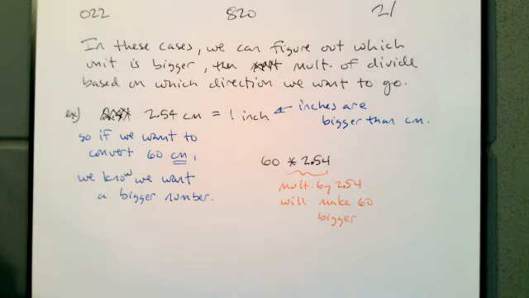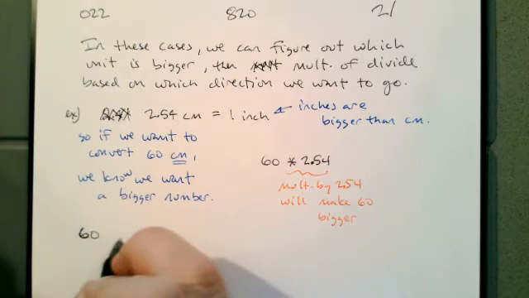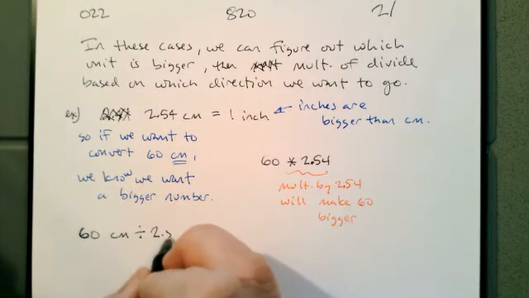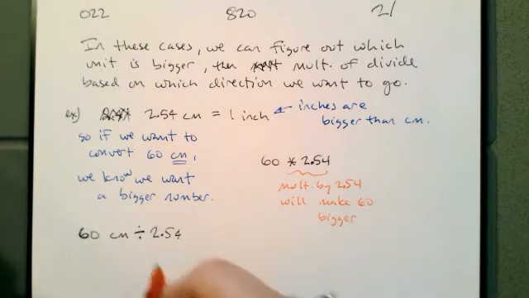And then the other thing, it works in the other direction as well. If we have 60 inches, we know we're going to have fewer centimeters, so we'll divide by 2.54 to make the 60 smaller. So we can also take 60 centimeters, and if we divide by 2.54, dividing by 2.54 will make the 60 smaller.